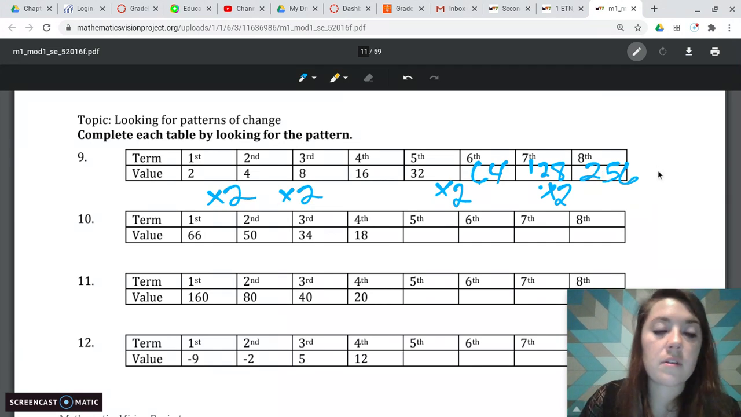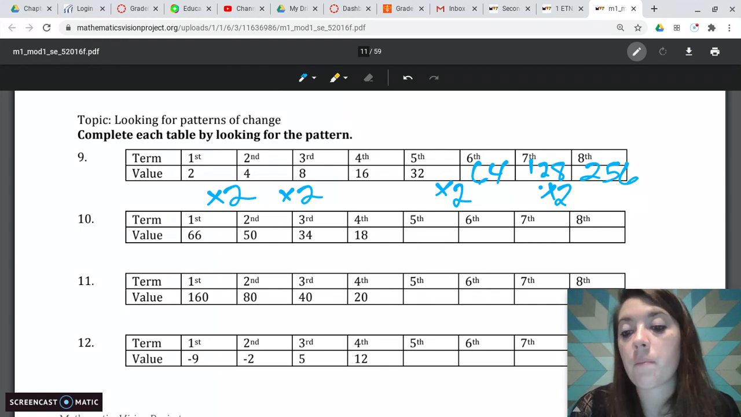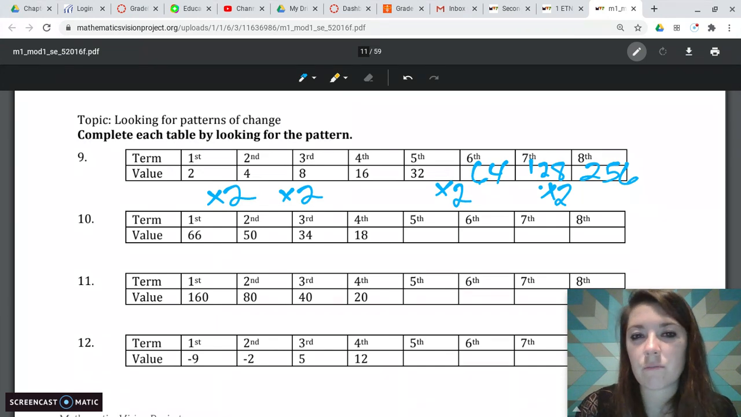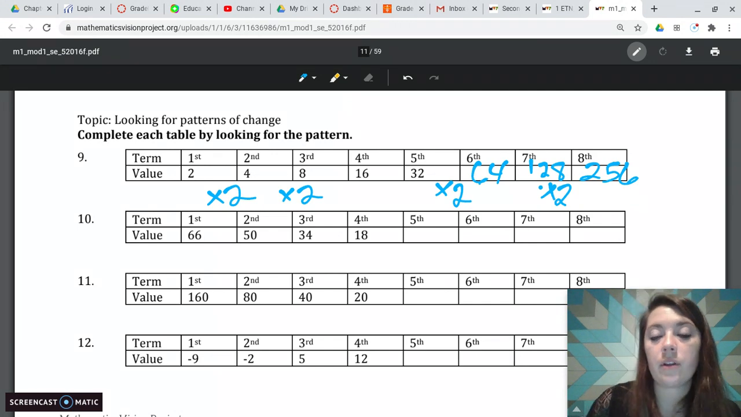So with these sequences, you're looking for the pattern, whether it's adding or subtracting, multiplying, or multiplying by a fraction, which is like dividing. Okay, so that's what you're going to be looking for in here, that pattern.